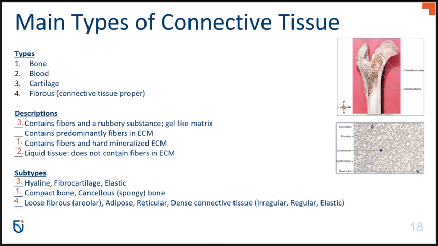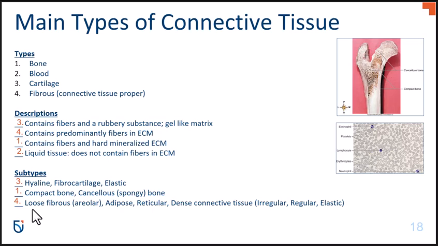And then we have fibrous or connective tissue proper. There are different types that will be discussed briefly on upcoming slides, as you can see listed here, but we'll get back into that soon. And it contains a lot of fibers as well in its extracellular matrix.